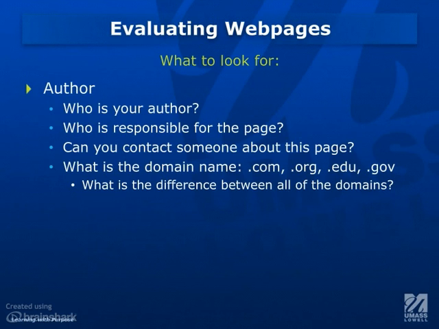Look at the domain name. .com, .org, .edu, and .gov all are different domains that go with different types of websites. A .com, anybody can pay for, anybody can use. A .org can be purchased by anybody, but is predominantly used by nonprofits. .edus tend to be universities and colleges, while .gov tends to be the federal government and state governments.